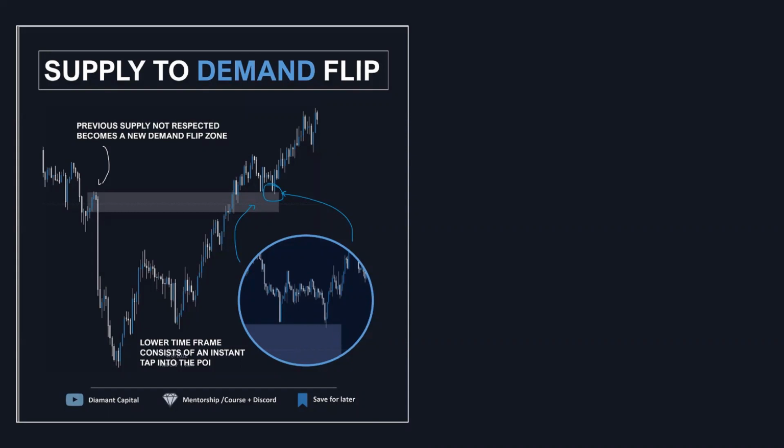In this one, we're going to be looking at supply to demand flips. Now, this is a concept that's very similar to something else you may have heard of in the past called breaker blocks. You've got supply and demand, and then you've also got smart money concepts, and this is the same kind of theory within that. In my opinion, it's just the way you name these types of things. How you use it is exactly the same.